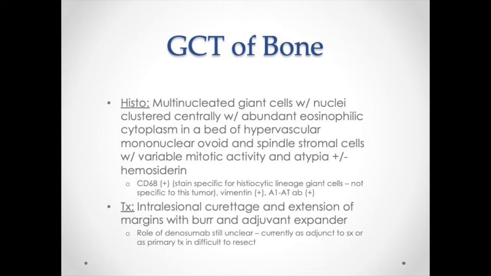Treatment typically involves intralesional curettage and extension of the margins with a burr and an adjuvant expander such as phenol, argon, cryosurgery, etc. The role of denosumab is still very unclear in this tumor. Currently it's used as a potential adjunct to surgery or as primary and definitive treatment in difficult or impossible to resect cases. Cases where the bone destruction is unsalvageable or you have severe periarticular disease with collapse, then wide resection with endoprosthetic replacement is the standard of care.